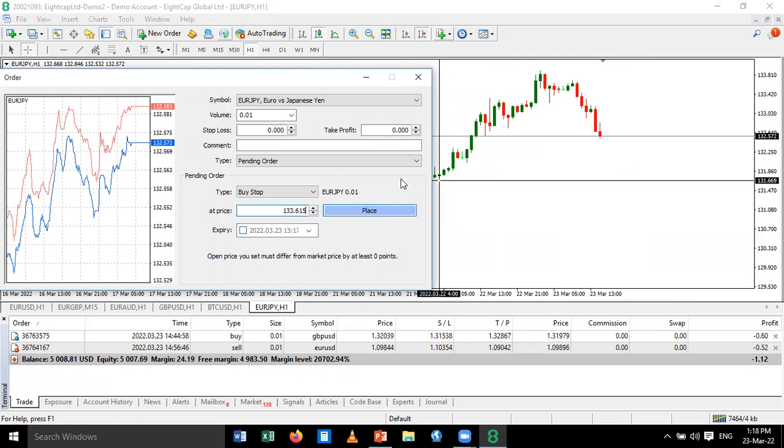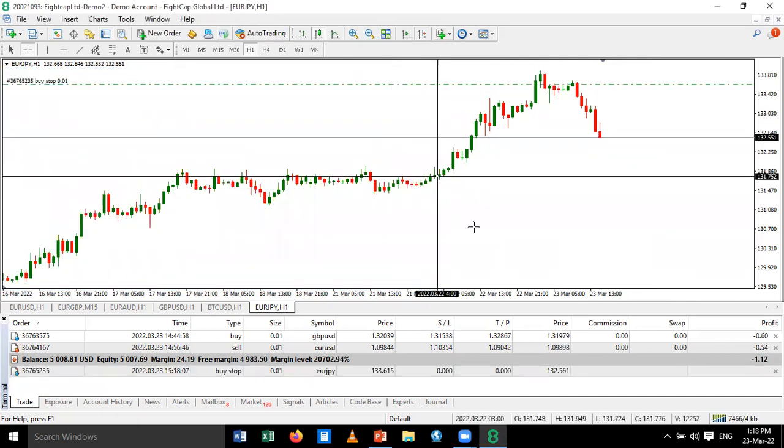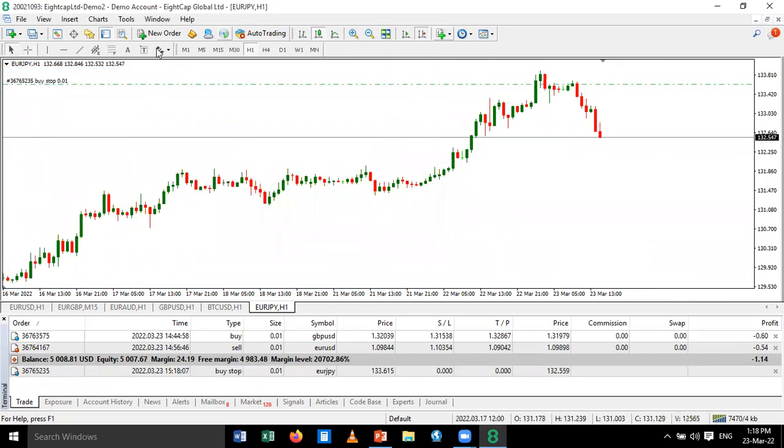Then I click on place. Having clicked on place, the order is placed there, buy stop. You see it here, buy stop. The green dotted line above simply means I placed a buy stop order.